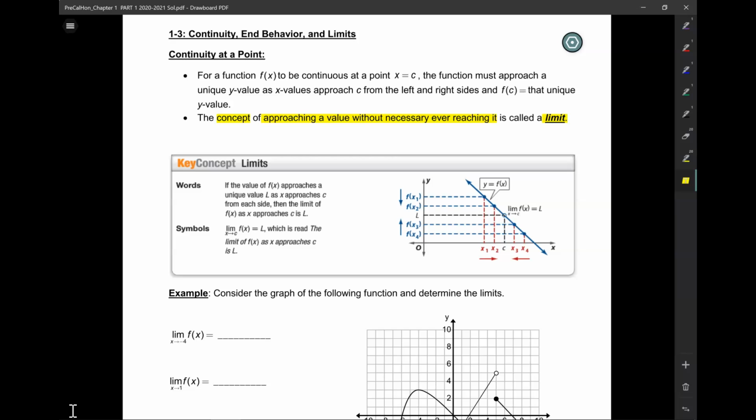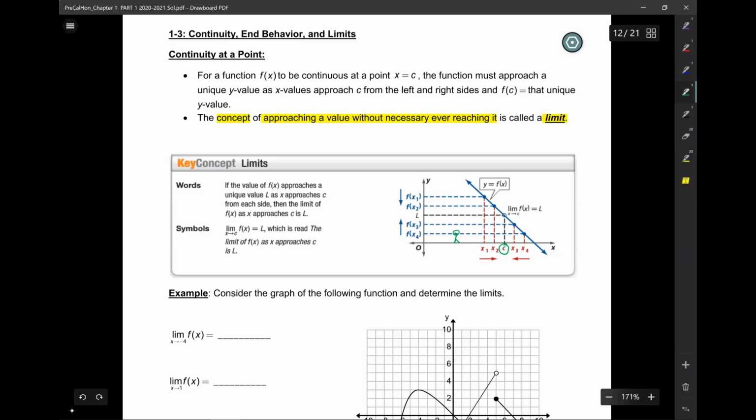All right, so let's think about what that means. Take a look at this diagram here. You have a graph of a linear equation. And if you look right over here, we have a random value of x. We're going to call it c, right? So now what we want to do is take a look at what happens to the y values of this curve as we approach c, right?